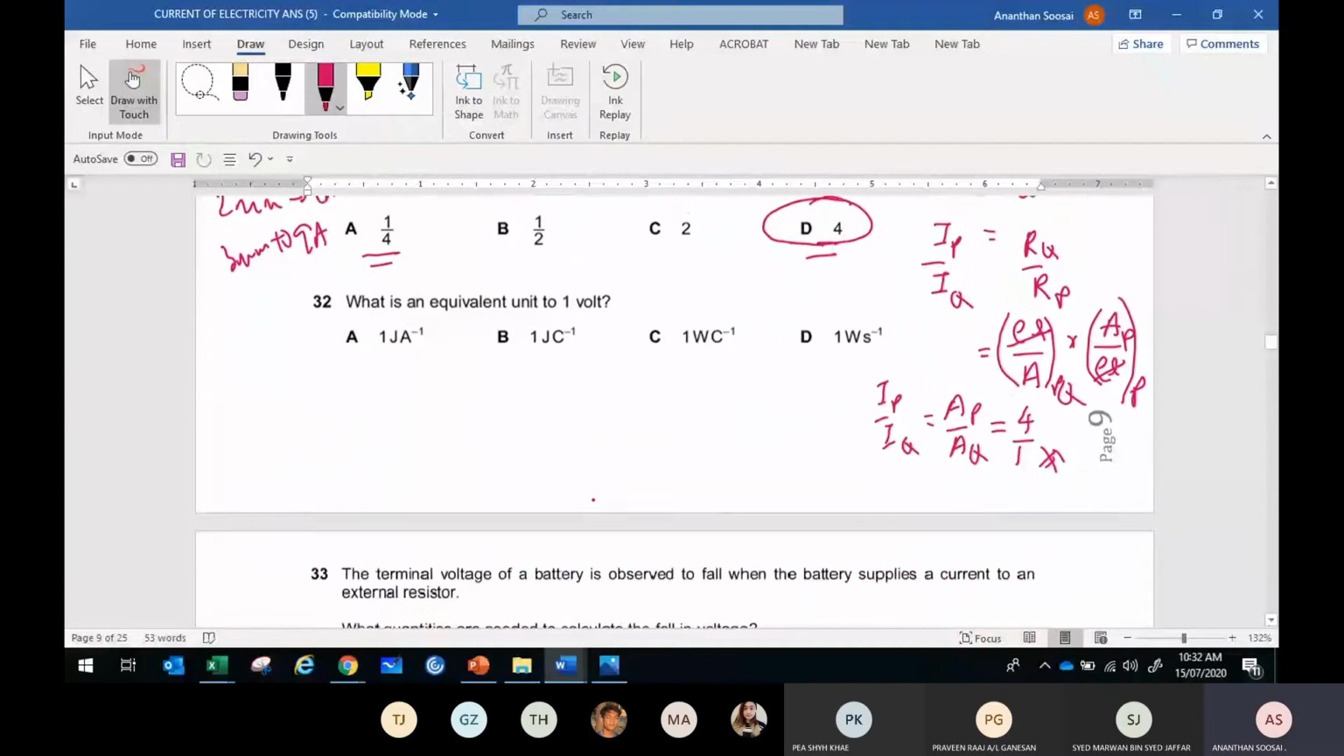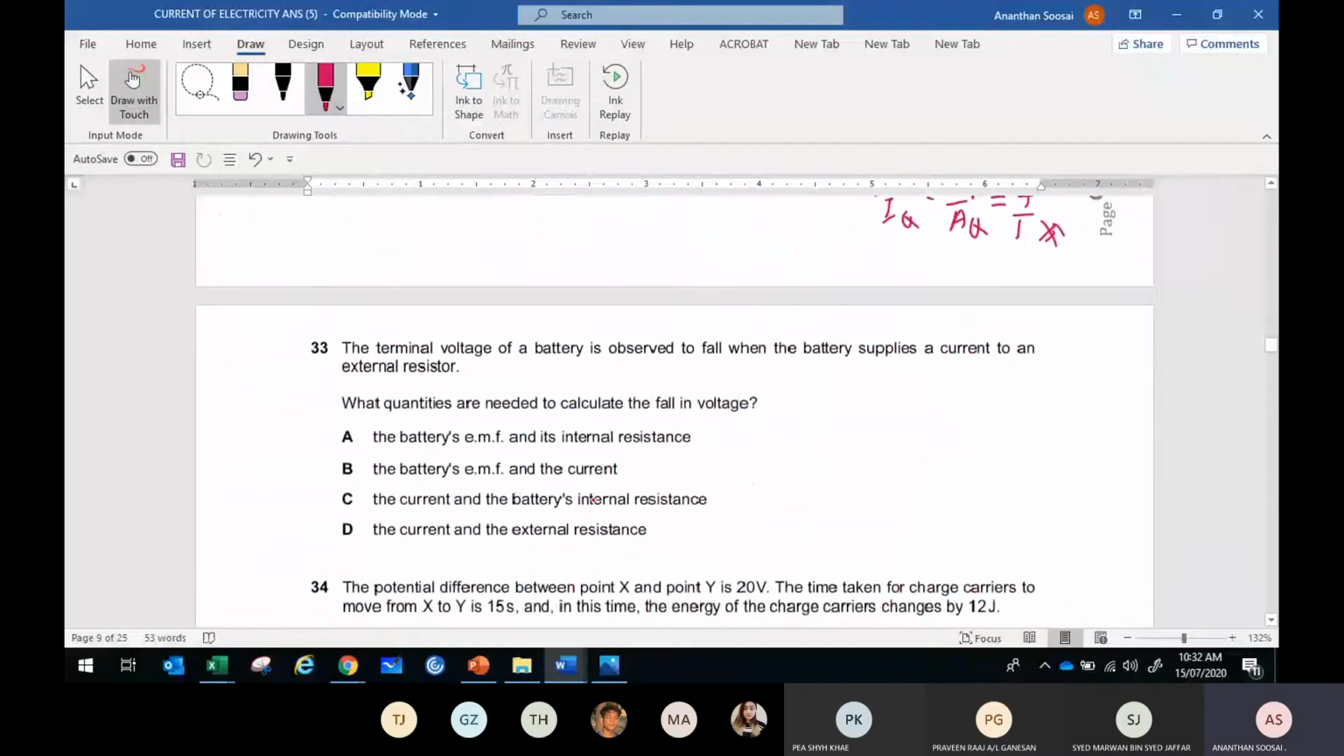Okay, so let me go for another question. Okay, 33. Page 10, 33. Give me the answer. Okay, so what's the answer?